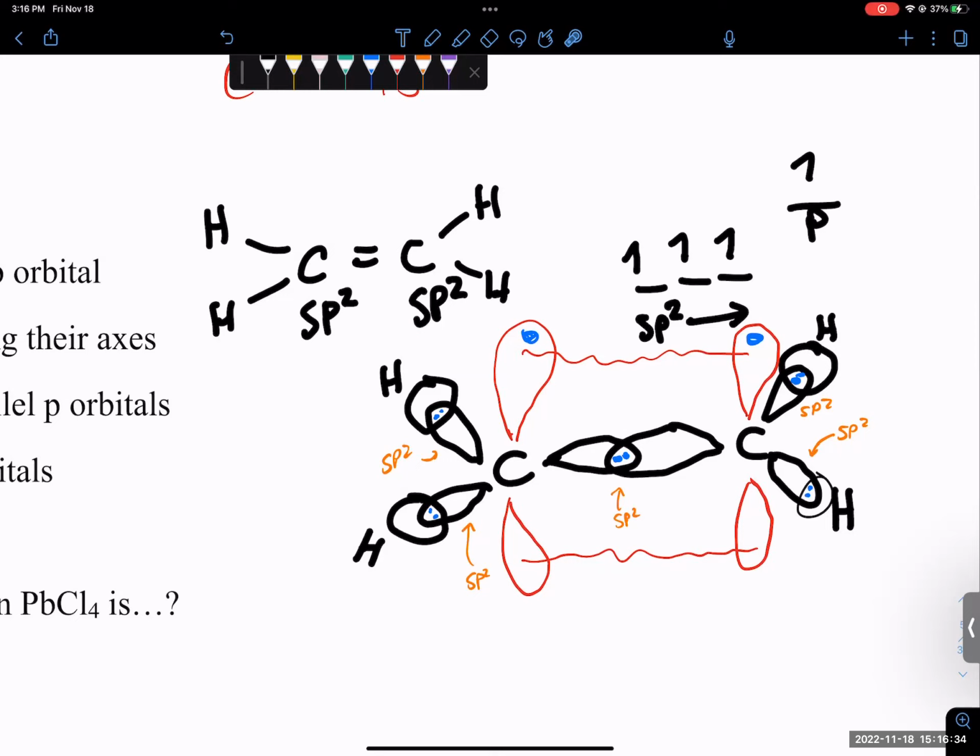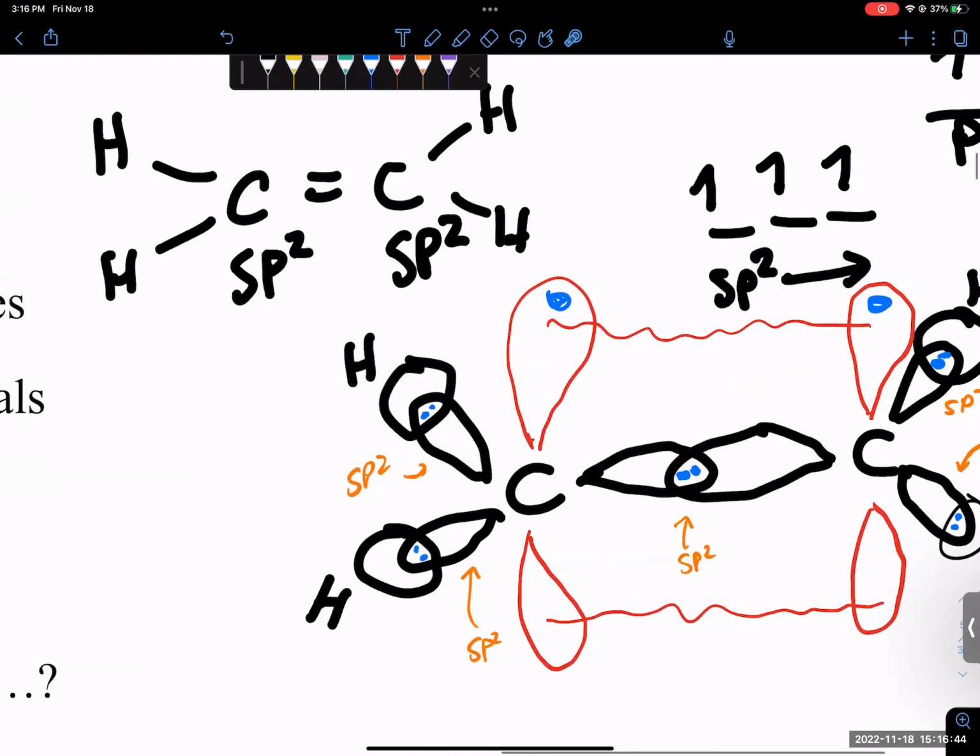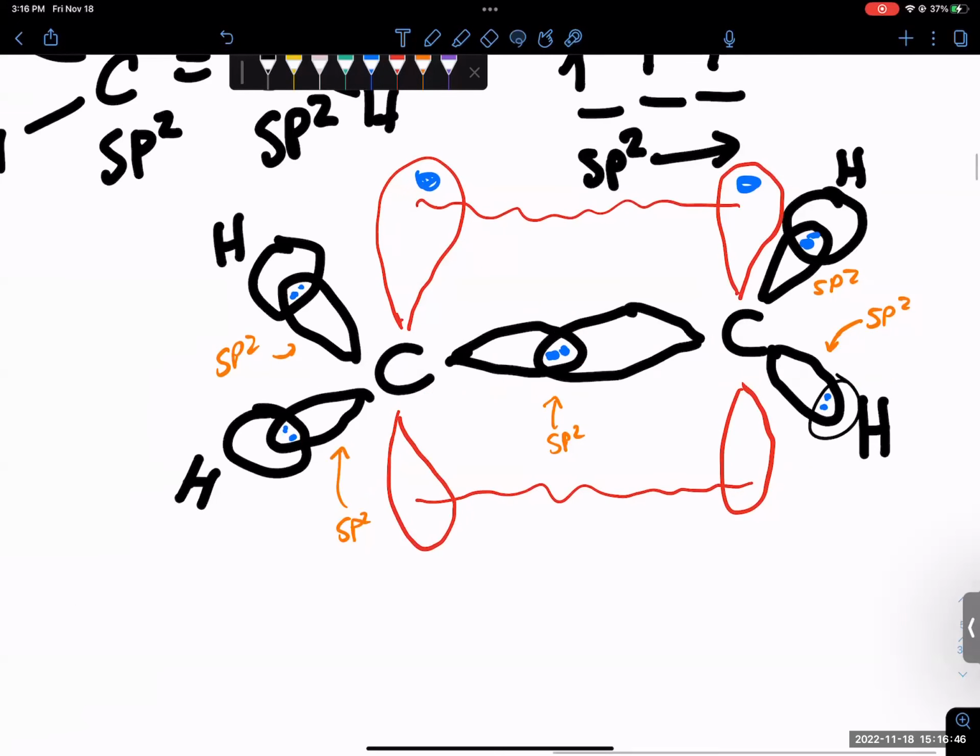So sigma is an overlap between an S and a P. No. Sigma is caused by your hybrid orbitals. Sigma is a direct overlap of orbitals, okay? Any orbital? Look at right here. There are two sp2 hybridized orbitals, one from each carbon. This is still direct overlap, so this is a sigma bond.